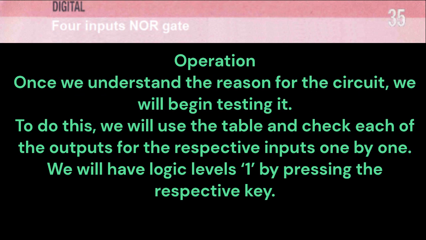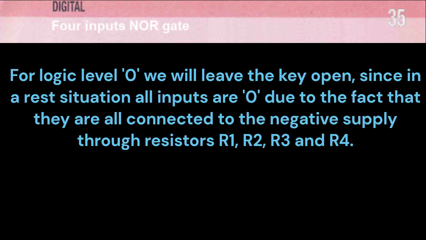Operation. Once we understand the reason for the circuit, we will begin testing it. To do this, we will use the table and check each of the outputs for the respective inputs one by one. We will have logic levels 1 by pressing the respective key. For logic level 0, we will leave the key open, since in a rest situation all inputs are 0 due to the fact that they are all connected to the negative supply through resistors R1, R2, R3 and R4.